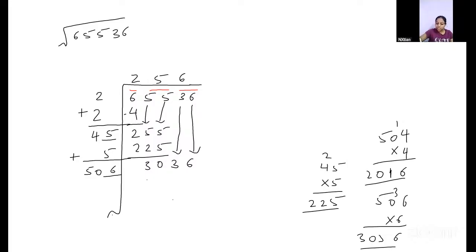Write 3036 and subtract, 0. So my root of 65536 is 256. Okay, understood how we do with a 5-digit number?